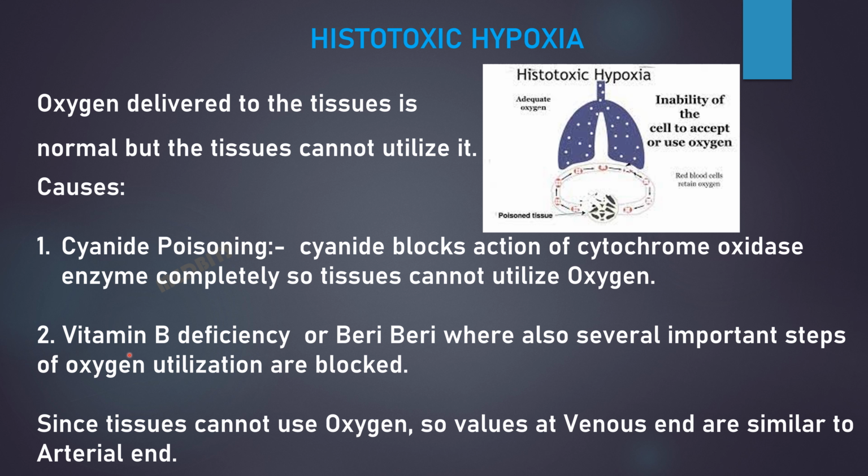Then coming up next is vitamin B deficiency or beriberi, where several important steps of oxygen utilization are also blocked. Since tissues cannot use oxygen, the values at the venous end are similar to the arterial end.